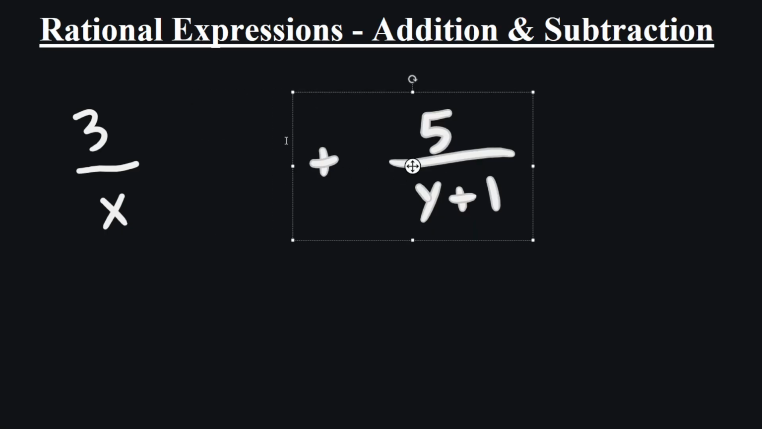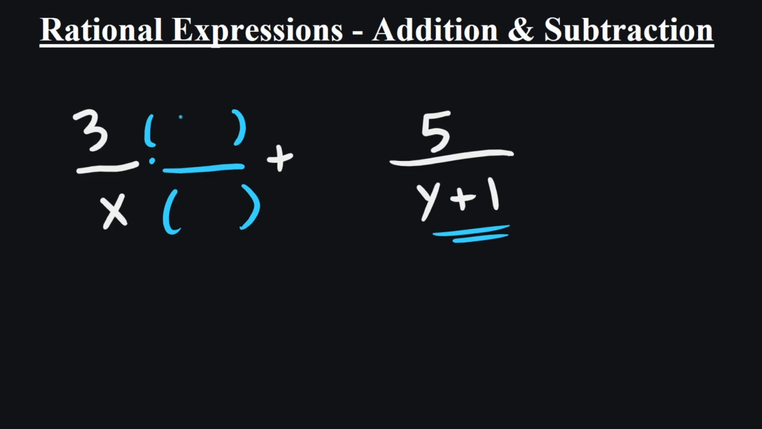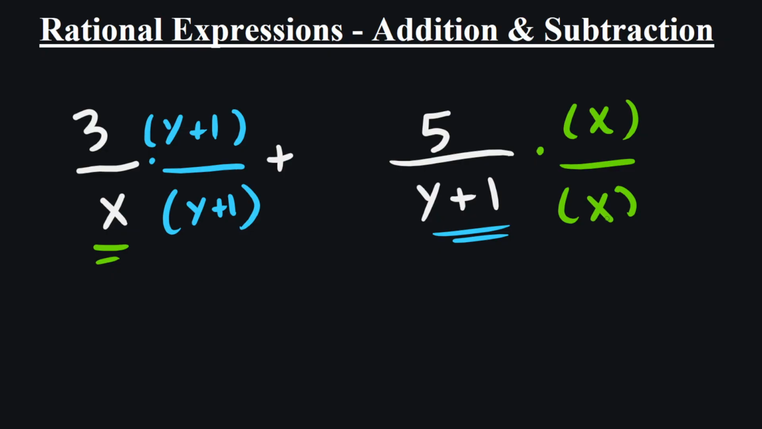So let's move these a little bit. And how do we get them to be the same denominator? Well, again, very similar to what we did with fractions, we are going to multiply each of these rational expressions, top and bottom. So we're going to multiply the top and bottom of this rational expression by the other denominator. So y plus 1 on the top and y plus 1 on the bottom. And then we are going to multiply this rational expression, top and bottom, by the other denominator. So that was x. So we're going to multiply the top and bottom of this rational expression by x.